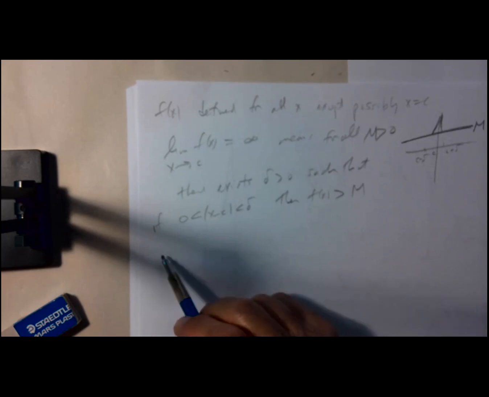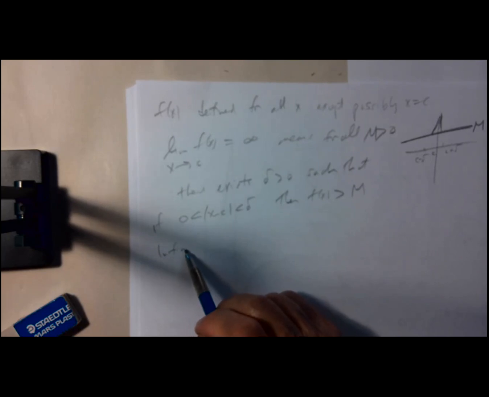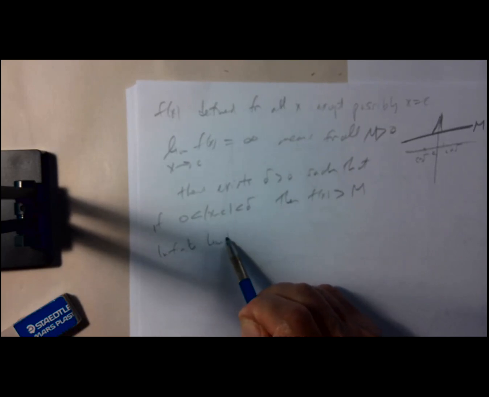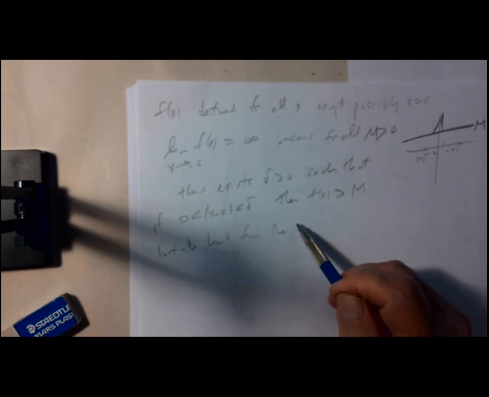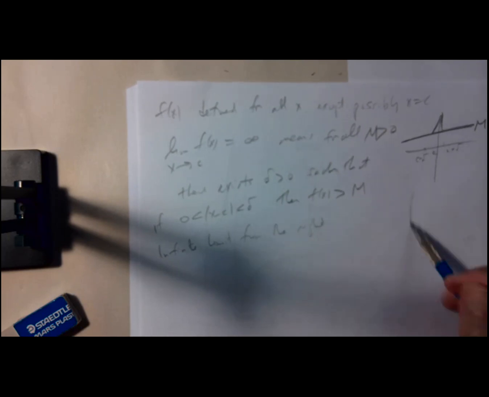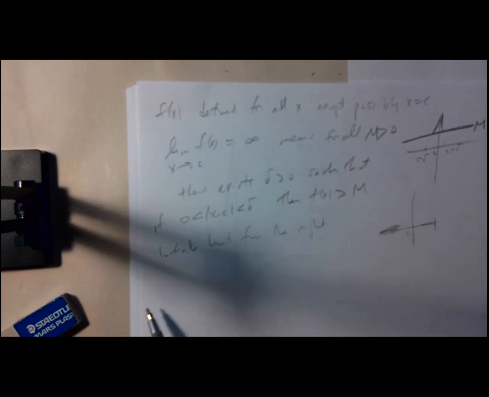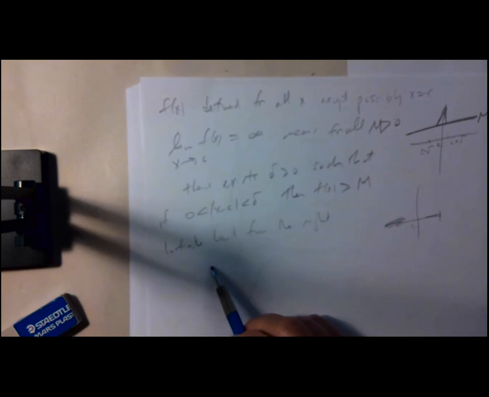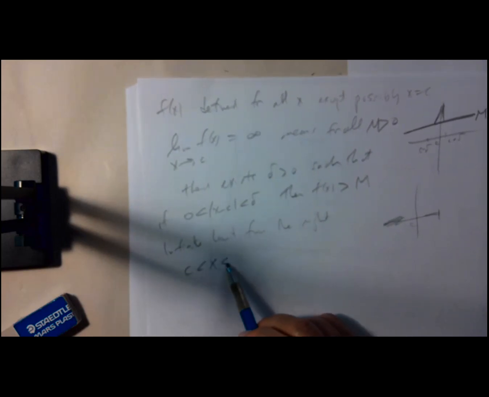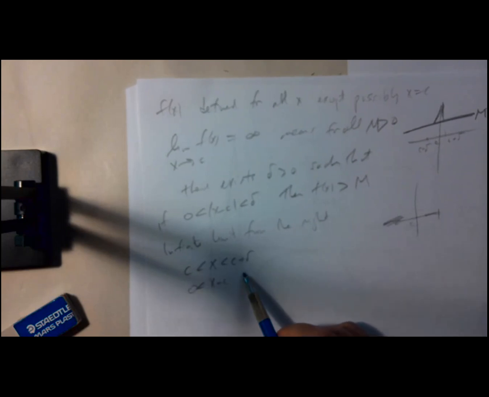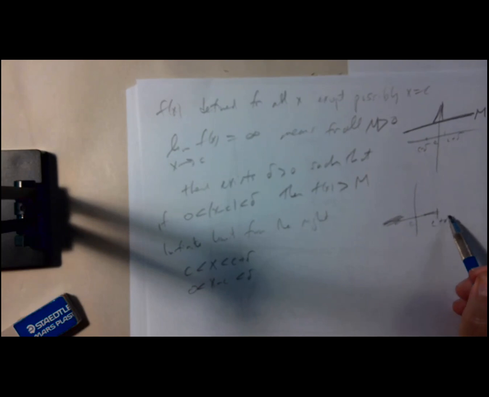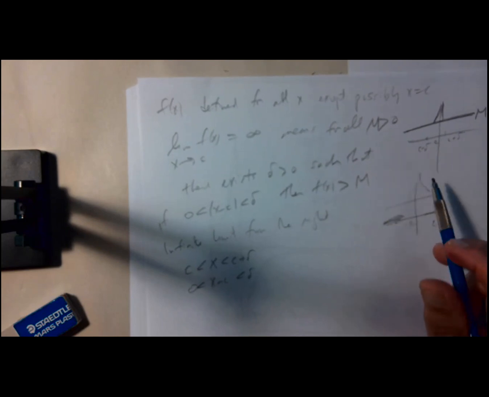And we also have infinite limits from the right. That means this is c. We don't look at any values of x to the left of c. We only look at x greater than c. That means the same condition is satisfied if x is greater than c and less than c plus delta, or x minus c is greater than zero and less than delta. From some point on, you're above m.